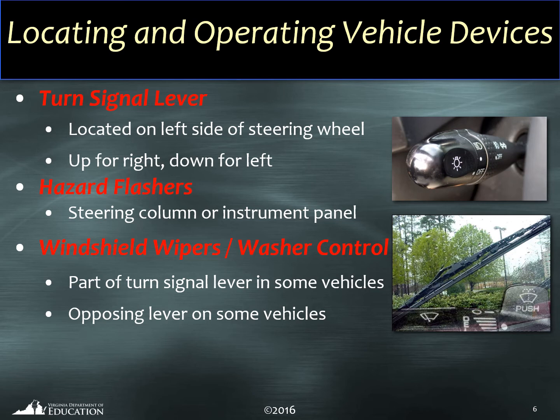Okay, and then finally your windshield wipers. Again, these are typically on the right side, and you can either pull them down or twist the dial on them to turn them on, increase speed, or decrease speed. It all depends on the make and model of your vehicle.